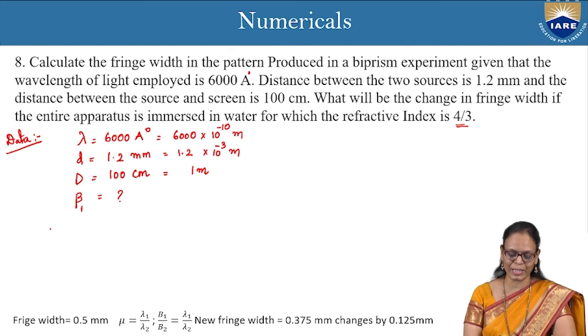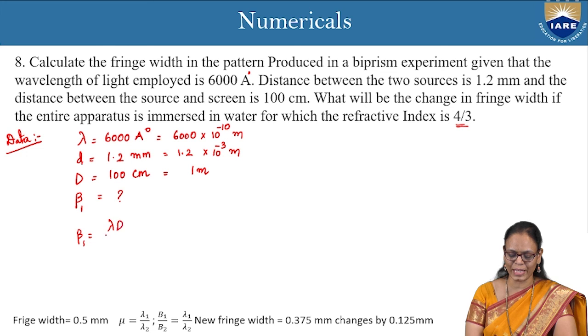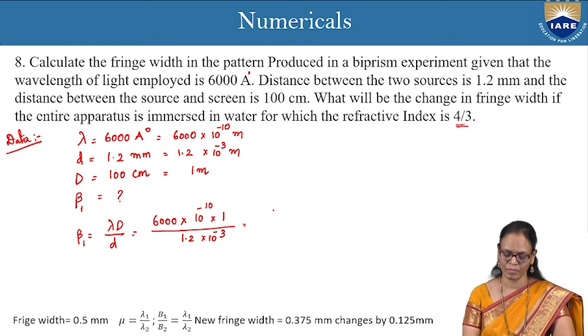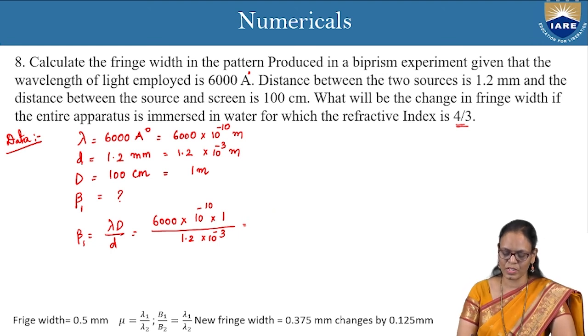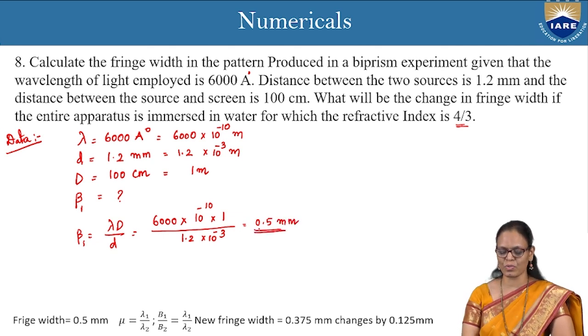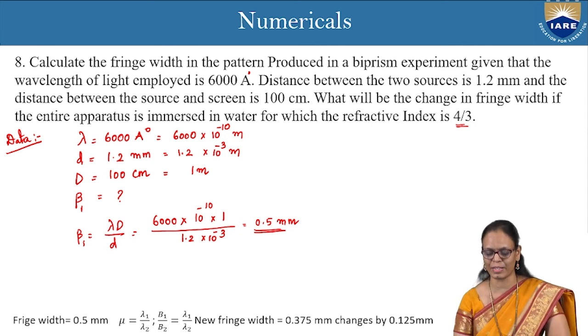So what will be beta 1? Will be equal to lambda D by d. So 6000 into 10 power minus 10 into 1 upon 1.2 into 10 power minus 3. Okay, so this will be 0.5 millimeter. 0.5 into 10 power minus 3. So we got the fringe width as 0.5 millimeter.